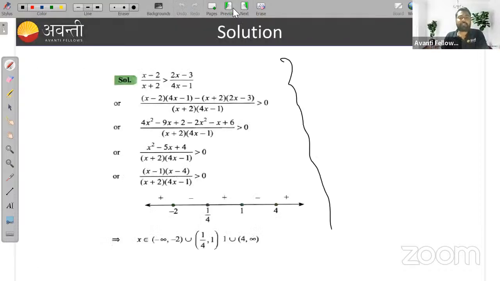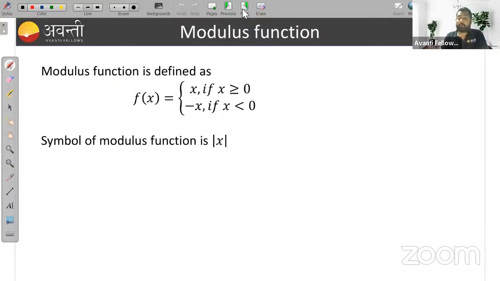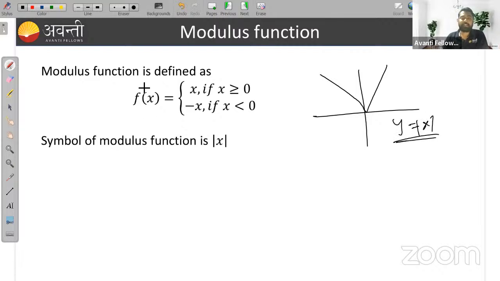चलो, now we'll see. अच्छा, मॉडुलस फंक्शन. मॉडुलस फंक्शन तो मैं बताया था तुम लोगों को. The graph of mod x is y is equal to mod x, and it is defined when x is greater than equal to 0, it gives you positive x, and when x is less than 0, it gives you minus x, negative of x. Okay, ठीक है ना? चलो, let's move.